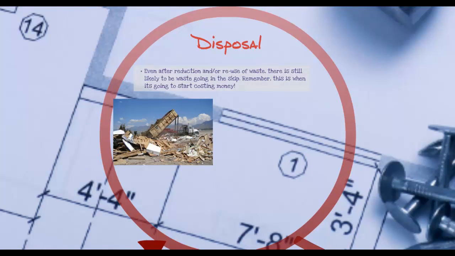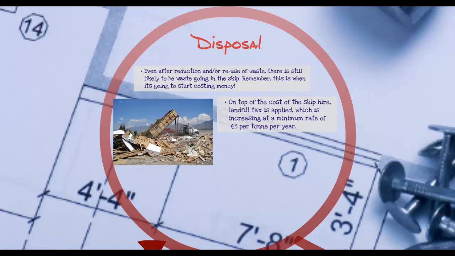Disposal. Even after reduction and/or reuse of waste, there is still likely to be waste going in the skip. Remember, this is when it's going to start costing money. On top of the cost of skip hire, landfill tax is applied, which is increasing at a minimum rate of €5 per ton per year. As you may recall from our first presentation, as of July 2013, the landfill levy will be €75 per ton.